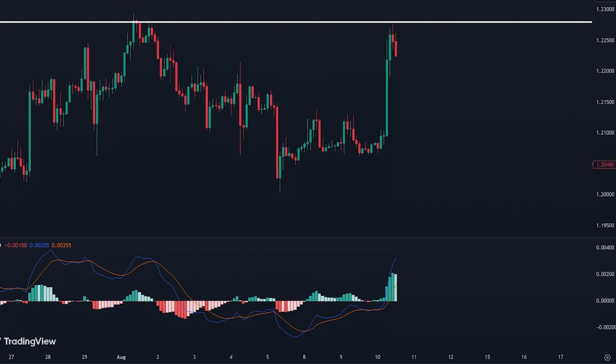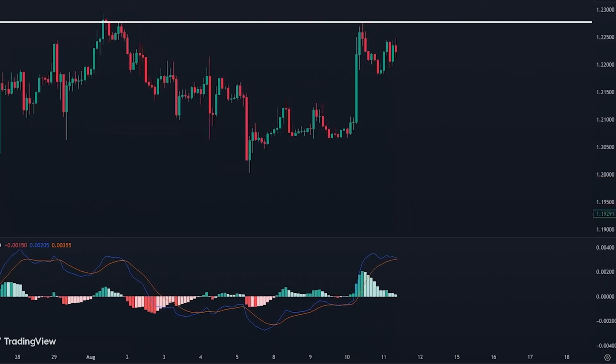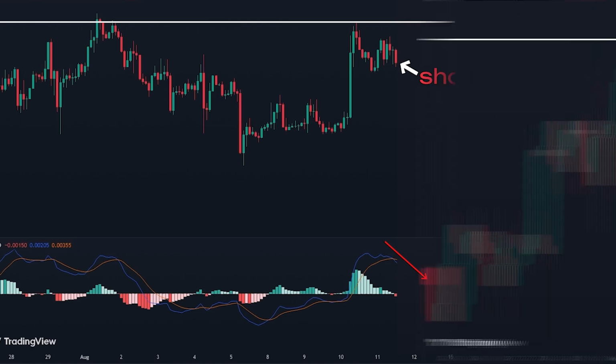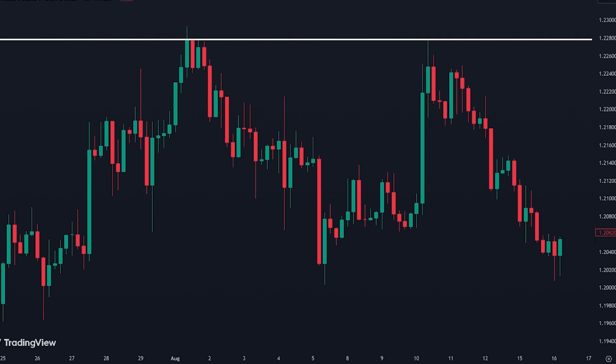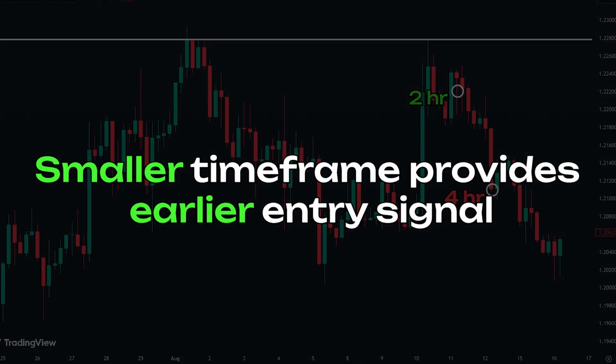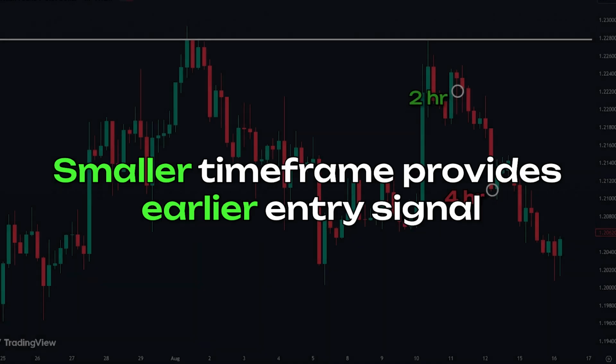In this smaller time frame, we patiently anticipate the MACD to initiate a downward crossover, indicating an optimal entry point for a short position. So now let's go back to the 4-hour chart and compare the 2 entry signals. Here we are back at the 4-hour time frame, and notice that if you would have used the crossover from the 2-hour time frame, the trade entry would have been here. But if you would have used the crossover from the 4-hour time frame, it would have been here. And despite the fact that both trades ended up being profitable, the smaller time frame crossover still gave us an earlier entry signal.